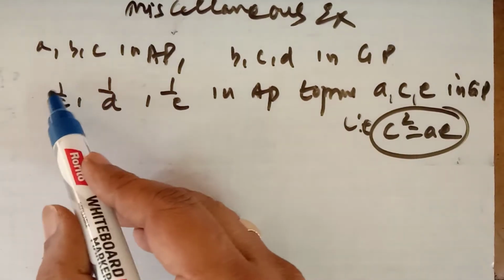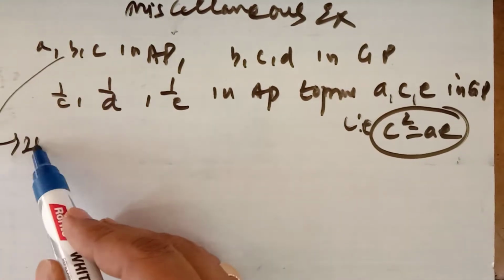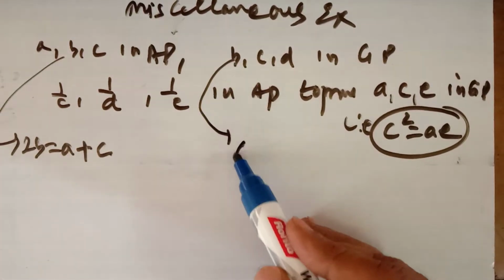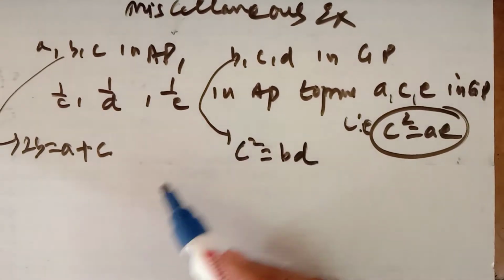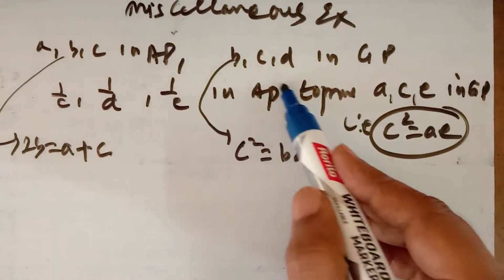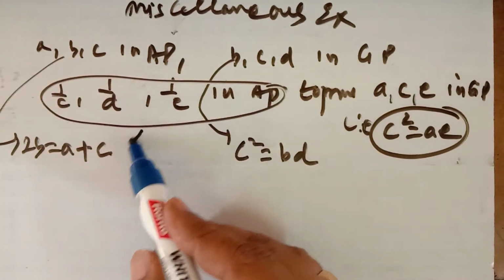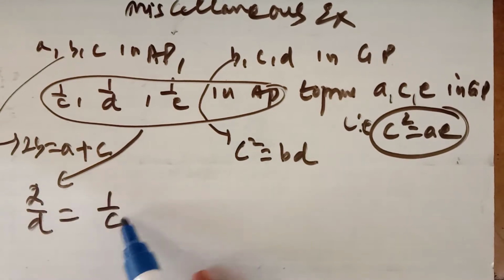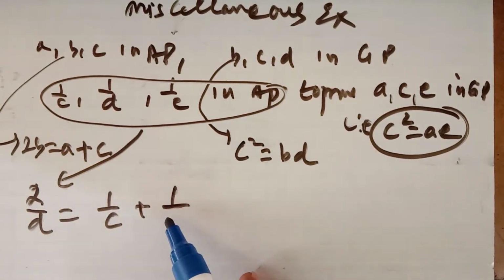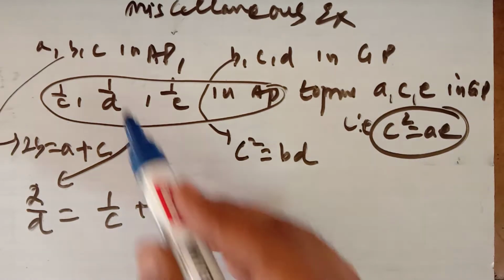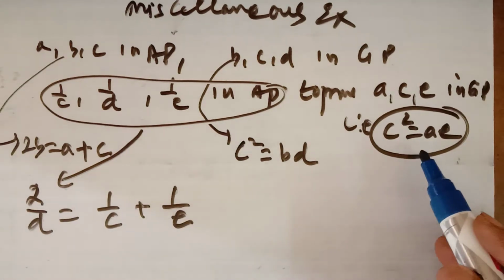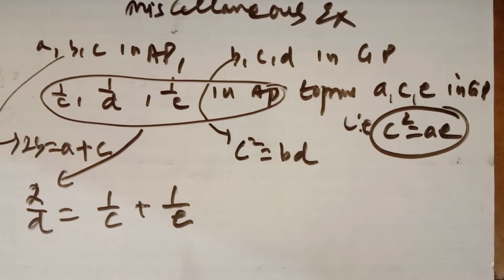Now because A, B, C are in AP, you can write twice the middle term is equal to the sum of first and last, 2B equals A plus C. B, C, D are in GP, so C square is equal to B into D. And because 1 upon C, 1 upon D, 1 upon E are in AP, twice 1 upon D is equal to 1 upon C plus 1 upon E. Now you have to prove that C square is equal to A into E, that is, A, C, E are in GP.